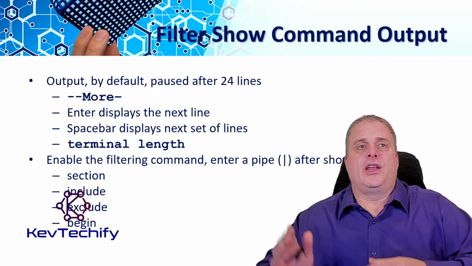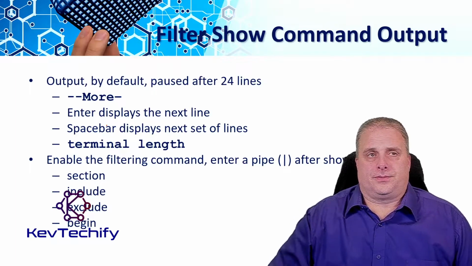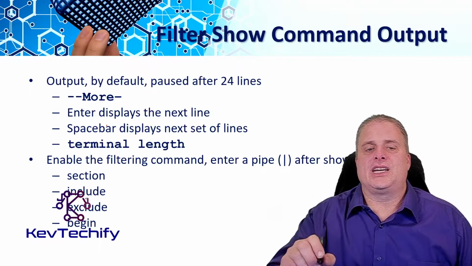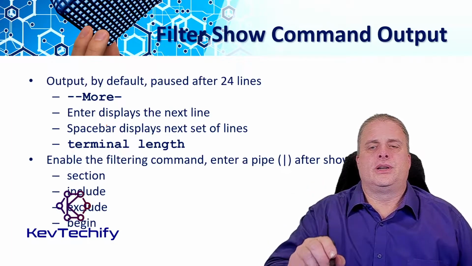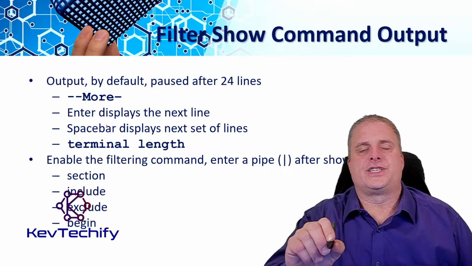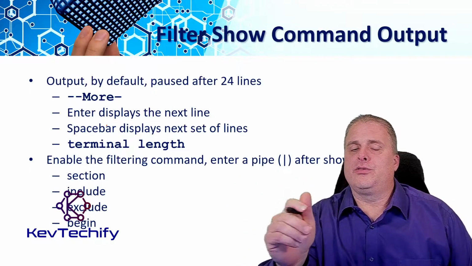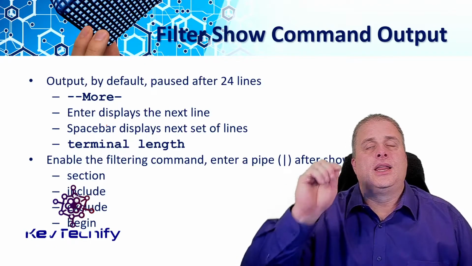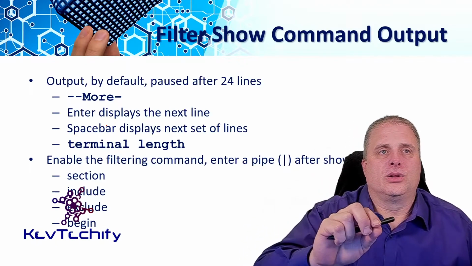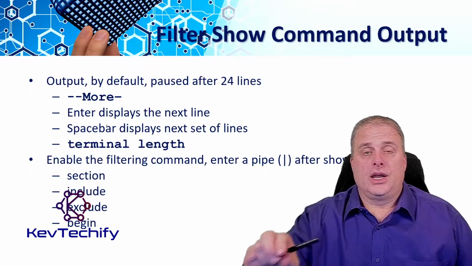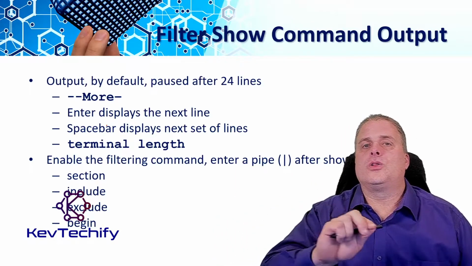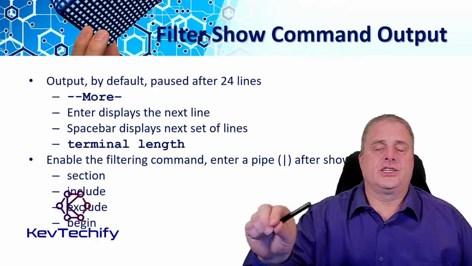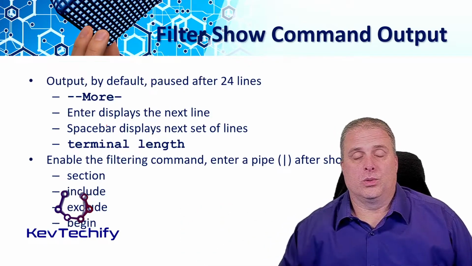And after that, you can put one of four words. If you put the pipe sign, then the word section, and then the keyword you're looking for, it's going to display that section that has that keyword in it. Then, if you put in include and then your keyword, it's going to display all lines that have that keyword in it. If you put exclude, it's going to exclude all lines with the keyword.